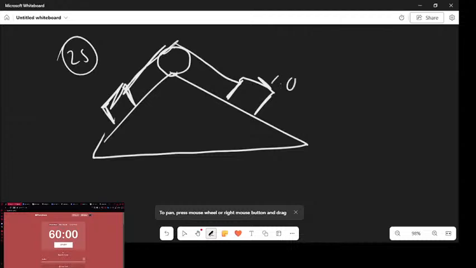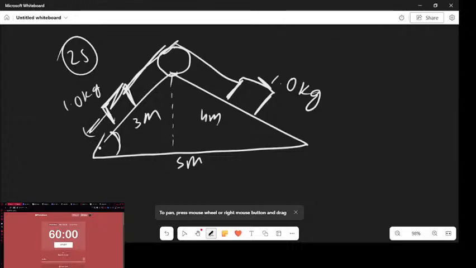This is 1.0 kg, and this is 1.0 kg, and this is 3 meter, and this is 4 meter, and this is 5 meter. All the surfaces are frictionless, and the string and the pulley are lightweight. Find the magnitude of the acceleration of the two blocks. What will be this angle? This is gonna slide, and this as well, but they both are constrained to move with the same acceleration, and we need to find the magnitude of the acceleration of these two blocks.